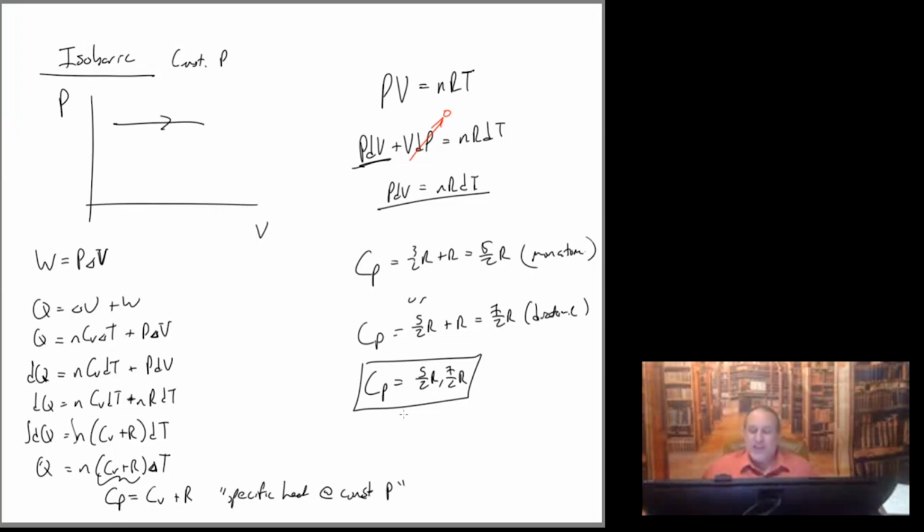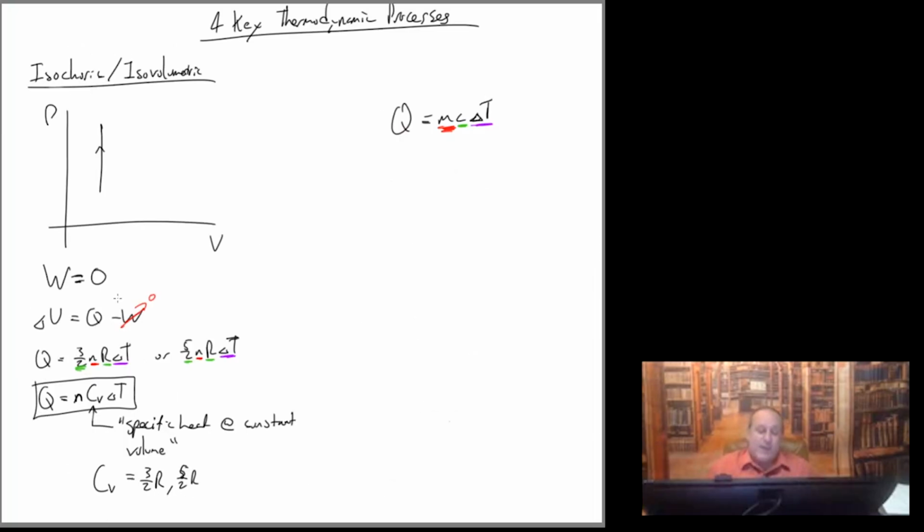Why is the specific heat higher at constant pressure than at constant volume? Remember, let's make it real again. What is specific heat telling us? It's telling us how much heat it costs me to raise the temperature by 1 degree. This is telling me that if I have a constant volume process, every joule of heat that I put in goes to raise the temperature. That's very efficient. I have a 1-to-1 ratio.